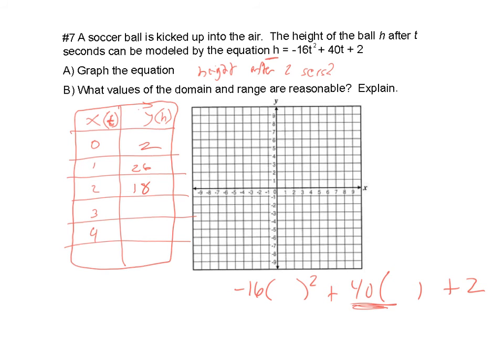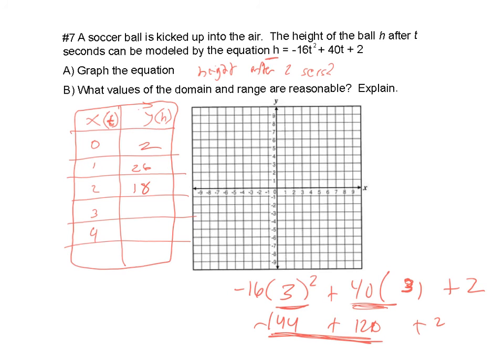Let's do 3. Pop in 3, pop in 3. All right, here we go. 3 squared is 9. 9 times negative 16. That's going to be a big negative number. Negative 144 plus 40 times 3. Well, I know that's 120 plus 2. So negative 144 plus 120.